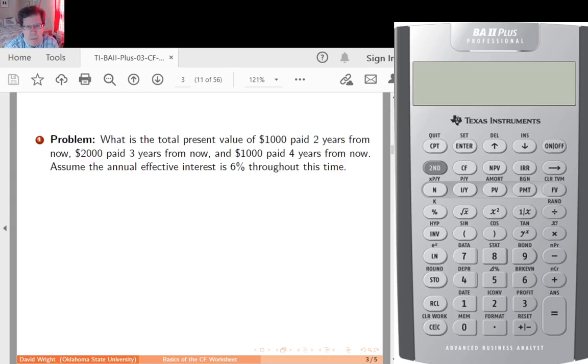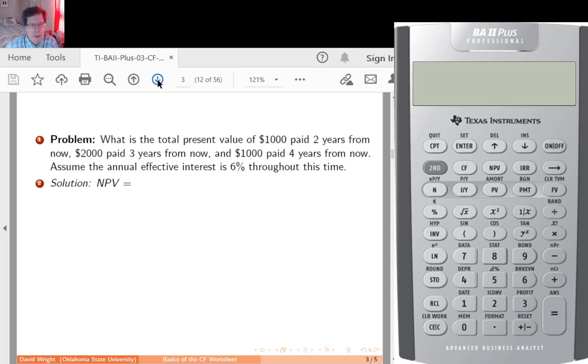Here is a basic cash flow problem that shows how to use the CF worksheet. So the problem says, what is the total present value of $1,000 paid 2 years from now, $2,000 paid 3 years from now, and $1,000 paid 4 years from now? Assume the annual effective interest is 6% throughout this time. And okay, so let's think about that.